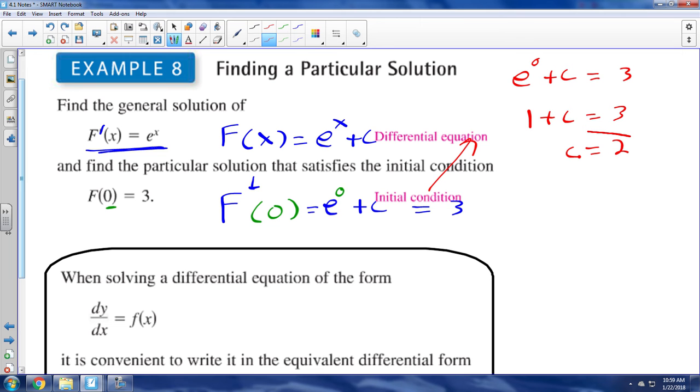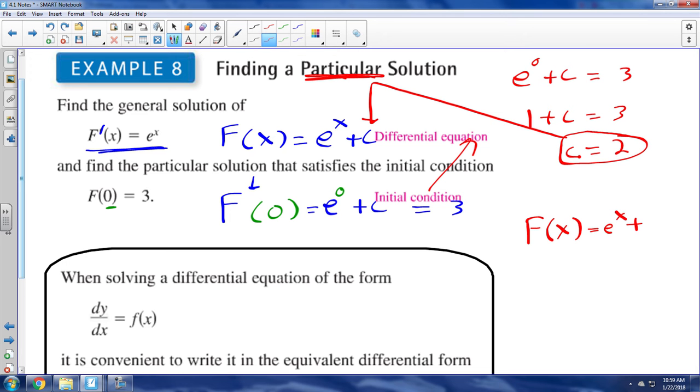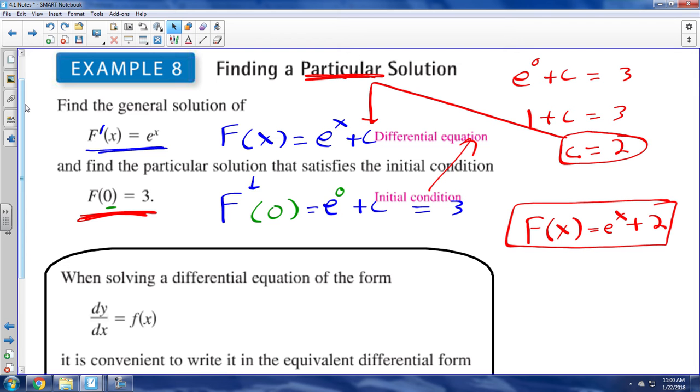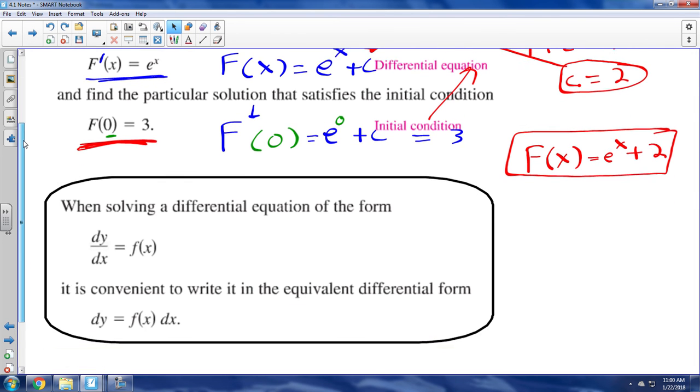And what you need to do is take that c is equal to 2 and put it here, and that is a particular solution. It's a solution with a particular c. And our real answer is pretty simple. F of x is equal to e to the x plus that number we found, which is 2. So all you're doing is plugging in to your antiderivative, and you're finding the actual c and putting it back in. Because if they give you this kind of information, you should be able to do that. So that's that example.